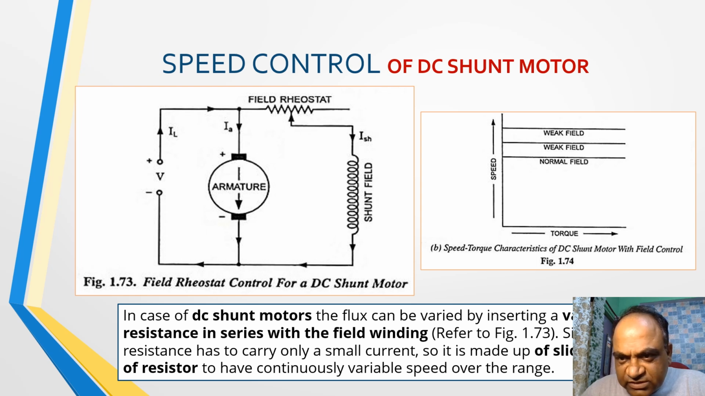The speed and the torque characteristic for this situation has been shown here. For the normal field, it is this. For weaker field, it is this, and for still weaker field, it is this. So you can see all the speeds that you are going to get here are higher than the normal speed, because you are weakening the field by inserting resistance in the shunt field circuit. So, higher the resistance in the shunt field circuit, lesser will be the current and weaker will be the field, and hence higher will be the speed.